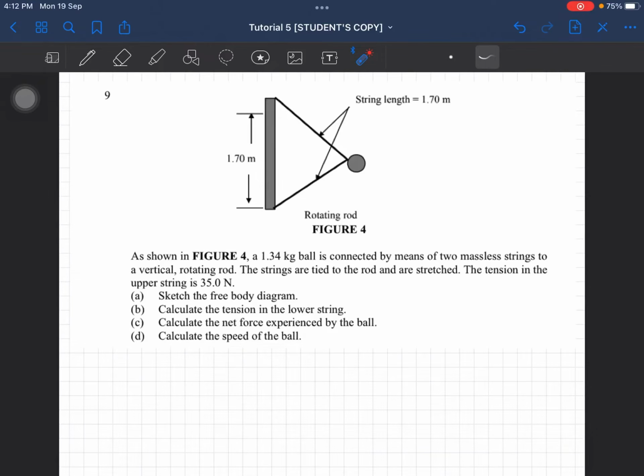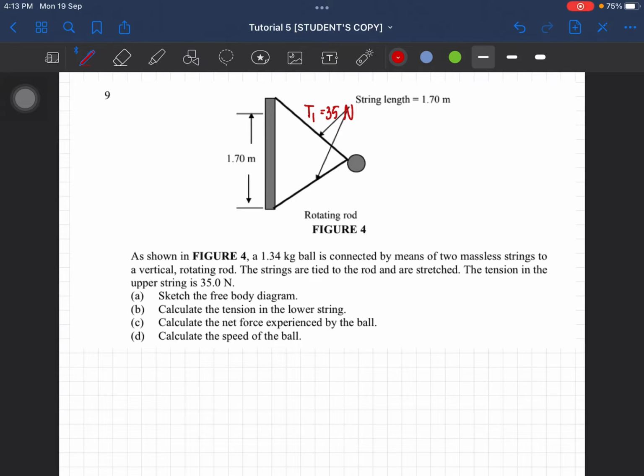Alright, question number 9. As shown in figure 4, a 1.34 kilogram ball is connected by means of two massless strings. Okay, so it is massless, so we can neglect that weight force. And then the strings are tied to the rod and are stretched. The tension in the upper string is 35 Newton. So I will put this as 35 Newton here.